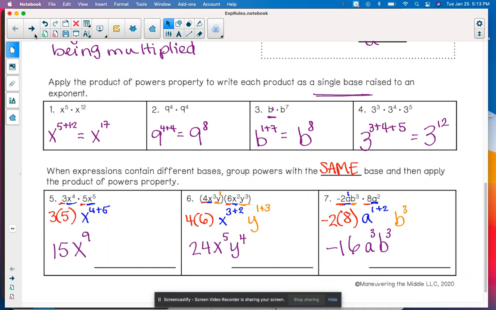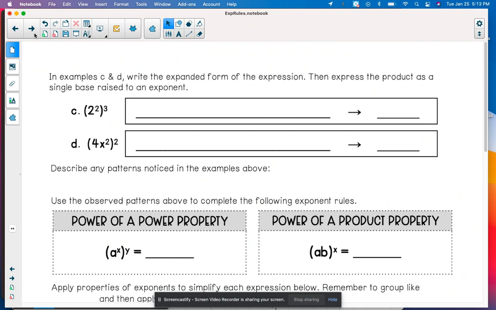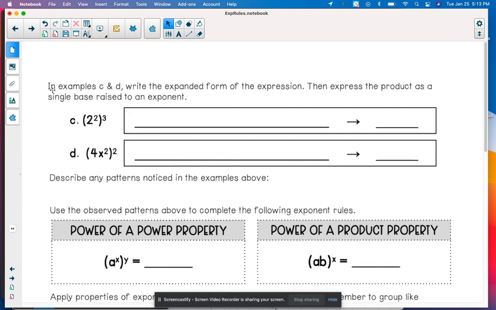So let's look at the next page. In examples C and D, we're going to write the expanded form of the expression, then express the product as a single base. This is a different property that we're about to start talking about. What we're going to do is work from the outside in. Similar to the distributive property, whatever's on the outside gets multiplied that many times.